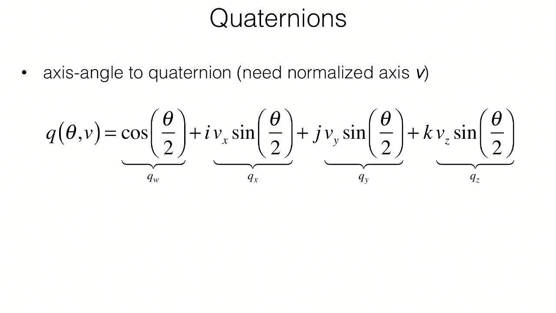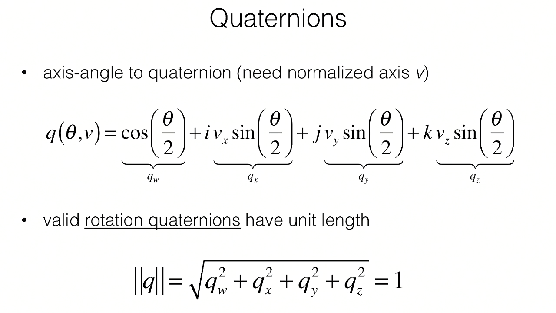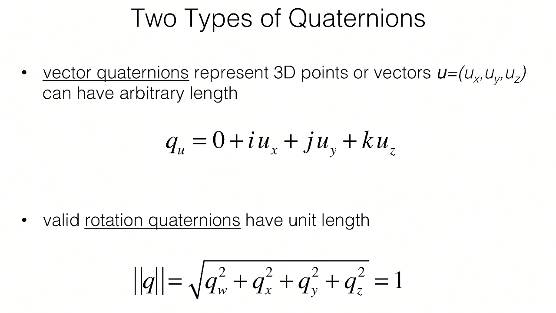So if we have an axis and an angle, so theta and v, we can convert that to a quaternion using this equation here. So the scalar part, QW, is just going to be cosine theta over 2, and then we're going to combine the different axis elements and the angle for the other 3 imaginary units of the quaternion. Just as a side note, any quaternion that represents a rotation is going to have unit length, so its norm is 1. But there are other types of quaternions too that represent a point in 3D or a vector in 3D. And those are called vector quaternions. And those have a scalar value of 0, and they don't have to be normalized at all.